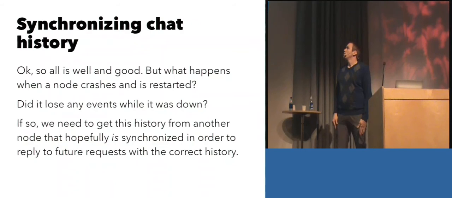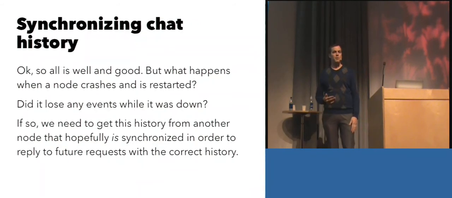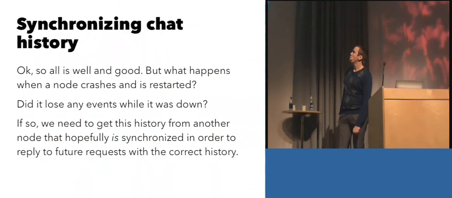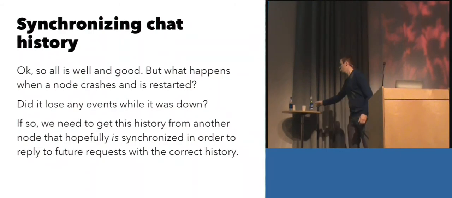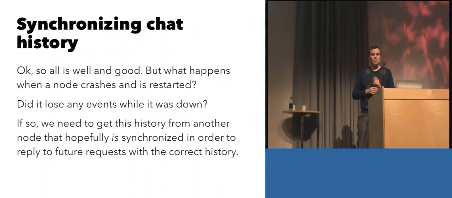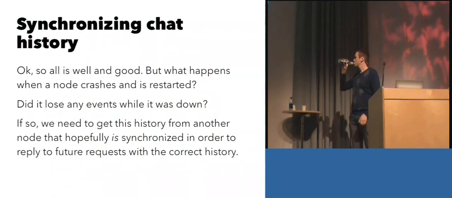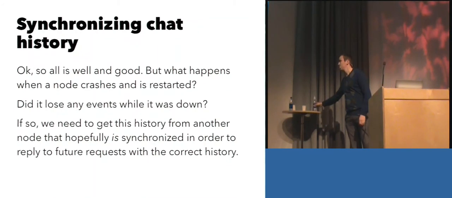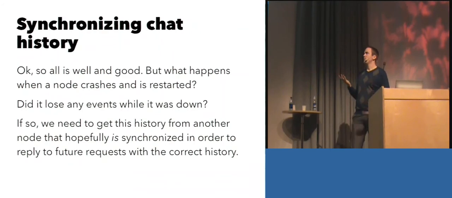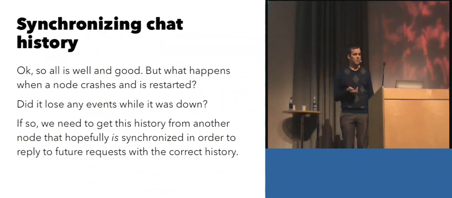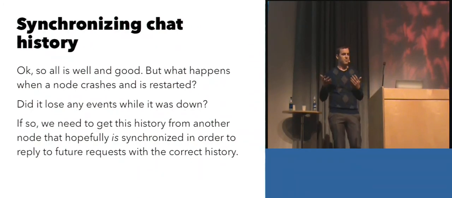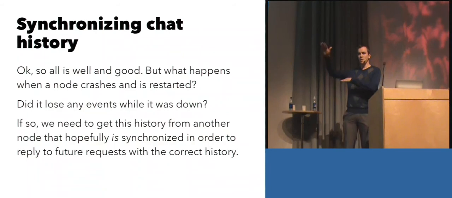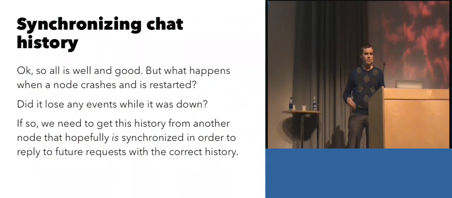So, all well and good, our system is up and running. People are happily chatting away. But one node crashes, or someone trips over the network wire, or the cable is destroyed. The node comes up again. But did we lose any chat events while it was down? We probably did. So we need to talk to the other nodes and reconstruct this history. We have a global history representing this chat, so we have to reconstruct it.